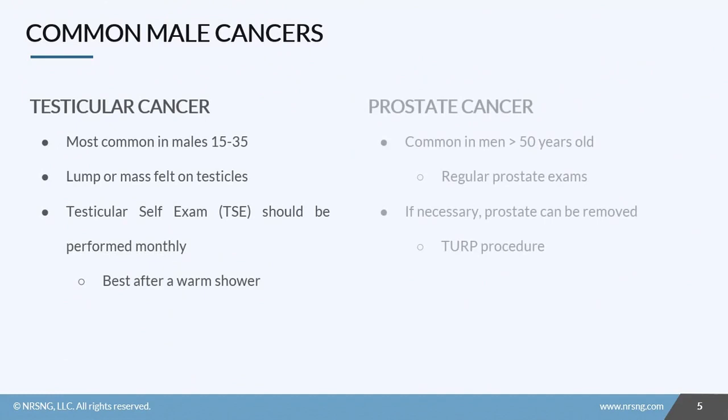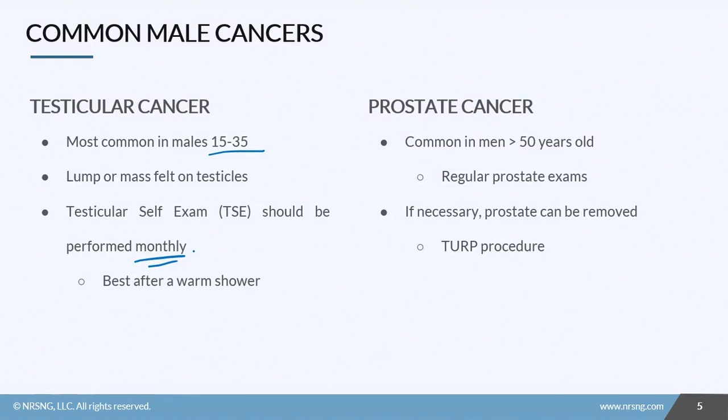As far as men, the most common cancers are testicular and prostate cancer that affect specifically males. Testicular cancer is the most common cancer in males age 15 to 35, and it's usually found because of a lump or a mass felt on the testicles. That's how they find it. So it's important that these patients are doing monthly testicular self-exams.